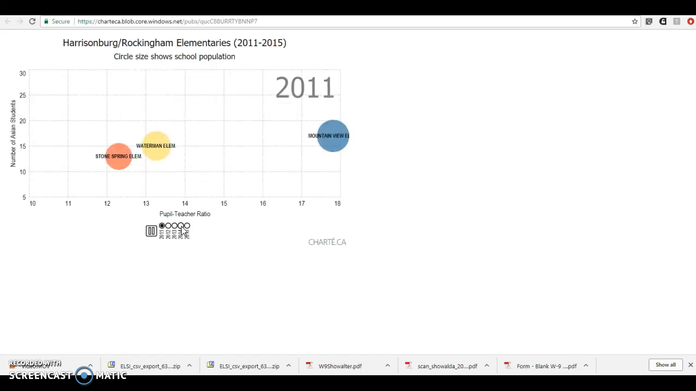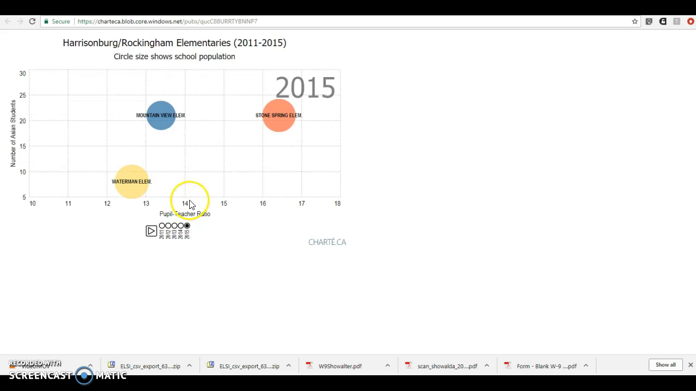One movement I noticed towards the end there is that Stone Springs from 2014 to 15 jumps way across the board. So in other words, their pupil-teacher ratio goes from really low to really high. I know that Stone Spring Elementary has a lot of students in special education, students with IEPs, and so I'm wondering if that was why their pupil-teacher ratio was so low. Typically a special ed teacher will work more individually with students, but then why this large jump there?